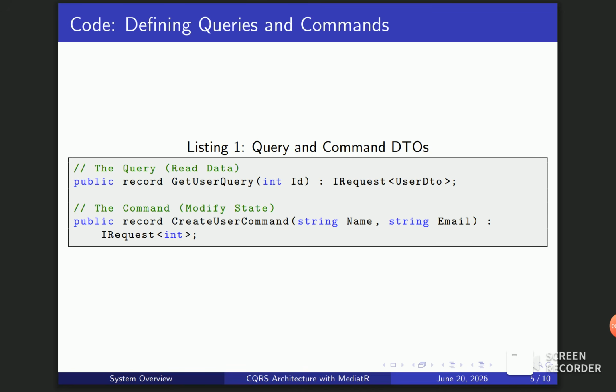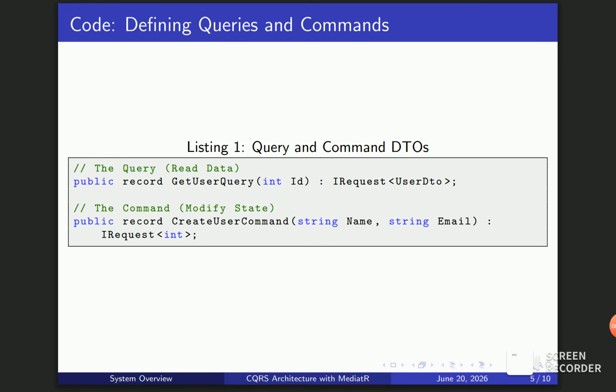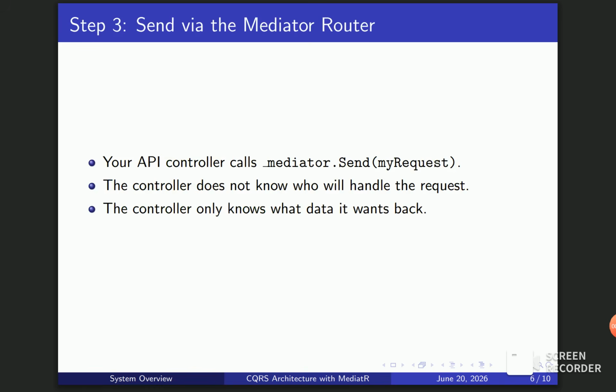Similarly, we have commands, right? So this is the same pattern, right? So this is a CreateUserCommand, and it implements, again, the IRequest interface. And the user DTO and this int over here, these are kind of like the return types that MediatR will return, that the controller will expect back. Your API controller calls Mediator.Send. So your API will send this message with your request. So it would send the GetUserQuery request. The controller doesn't know who will handle this request, and the controller only knows what it wants back.